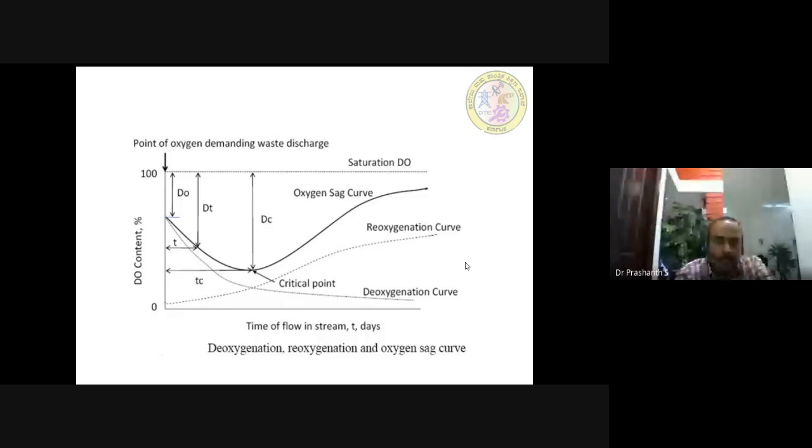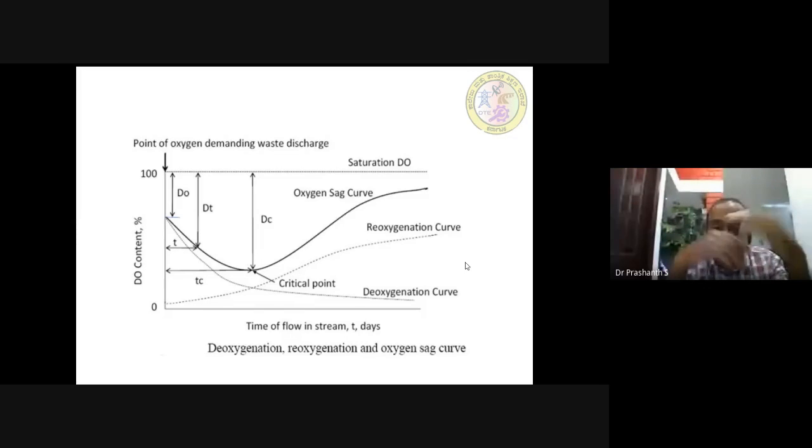So I'm dealing with only dissolved oxygen about this point, but you can see there are two other curves. Initially, you just see the deoxygenation curve. It has started with this initial point where you have got the DO. As the DO is consumed by the microorganisms, the deoxygenation curve goes down. So the microorganisms have consumed the oxygen which is present, and that is shown by the deoxygenation curve.